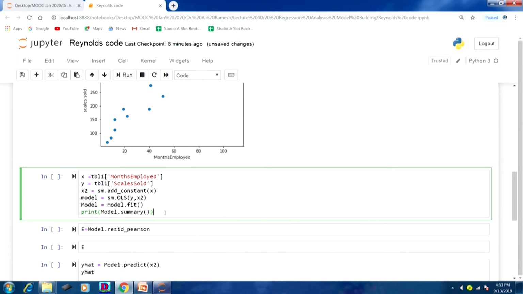Now we'll go for a simple linear regression equation. X is the months employed, that is TBL1. Y is our dependent variable, TBL1 scales sold. X2 equals sm dot add underscore constant X, because I need to have a constant, and model equals sm dot OLS. Then model dot fit, and I am printing the summary.